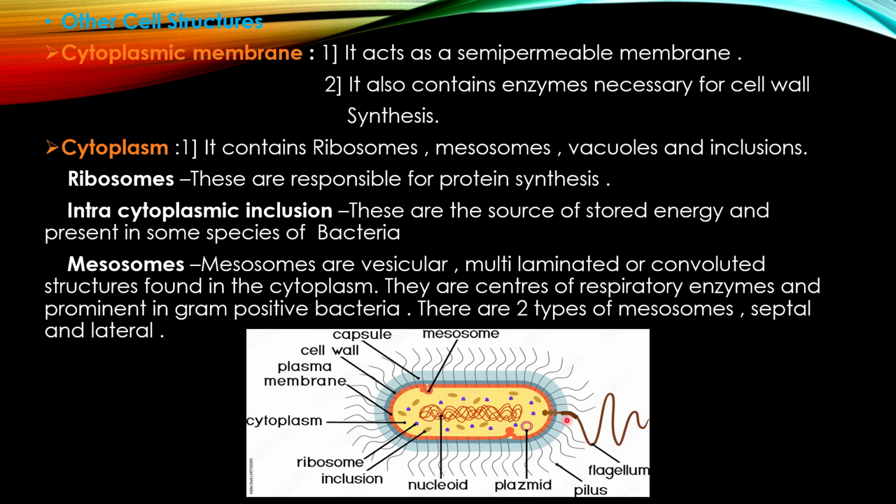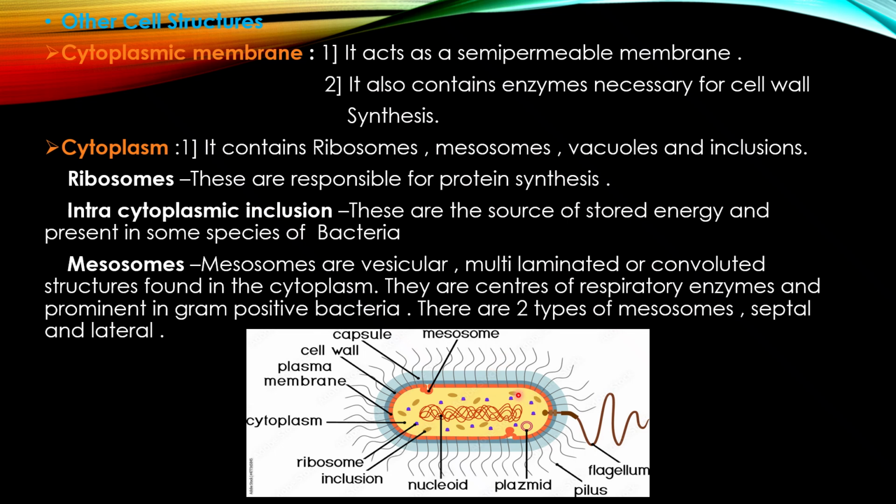Now what is the function of this cytoplasmic membrane? It acts as a semi-permeable membrane. We also call it a selectively permeable membrane, because it allows only the molecules or ions which are required, and it restricts the molecules and ions which are not required. It selects what is important and restricts what is not required. Hence we call it a semi-permeable membrane. It also contains enzymes necessary for cell wall synthesis, so it also helps in cell wall synthesis.